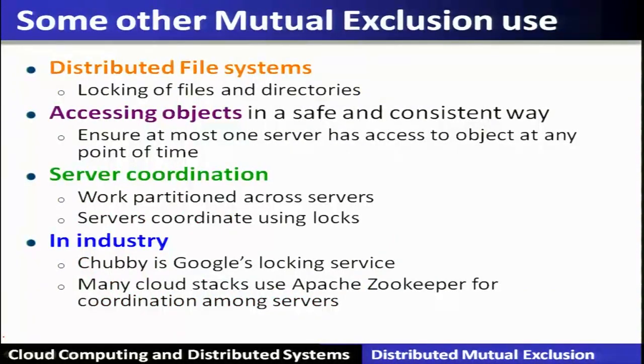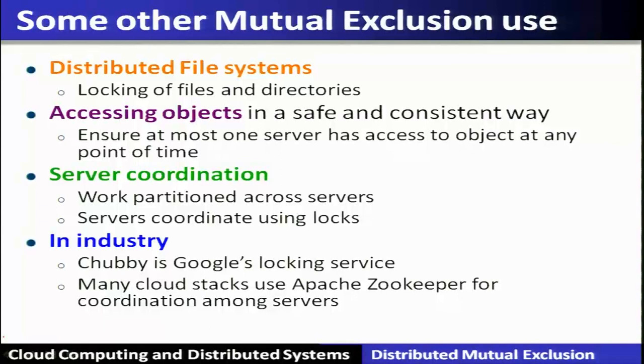And here comes the role of mutual exclusion. There are other mutual exclusion examples, such as a distributed file system. Here, for supporting concurrent access on files and directories, they have to be locked. So again the concept of mutual exclusion will be implemented in this scenario of a distributed file system. Similarly, accessing an object in a safe and consistent manner, so that for concurrent access at most one server has access to the object at any point of time, is to be ensured through mutual exclusion.